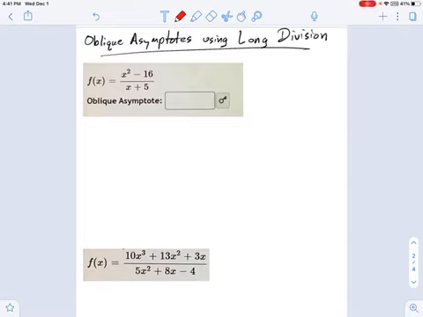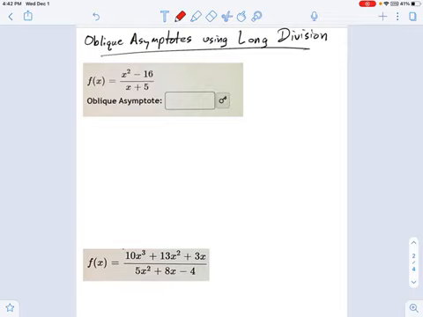We have talked in the past about using synthetic division as a very useful way for finding oblique asymptotes. But in this video, I just want to cover how we're going to do the same thing using long division. Some people are more comfortable with long division, and sometimes long division is actually a good choice because synthetic division can become a little complicated in certain situations.